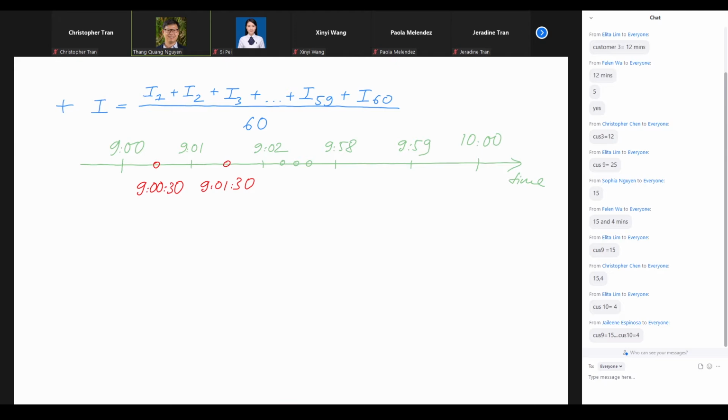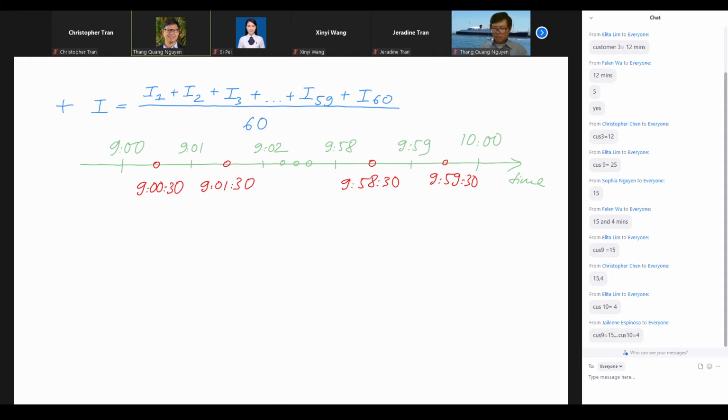And then choose another point right here, which is 9:58, 30 seconds. And then that last point is 9:59, 30 seconds. Okay, so we choose the middle of the minute to count. And because we have 60 minutes, we have 60 middle points. And that's why at the end we have 60 numbers. We add them up divided by 60 to have the average inventory, right? So that's the point of why we have the 60 points here.